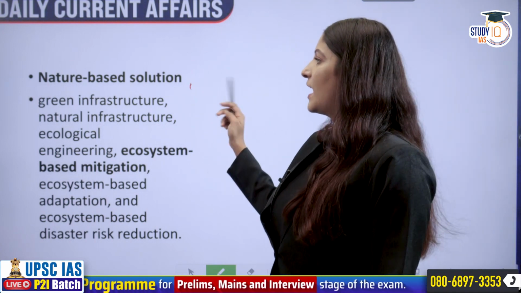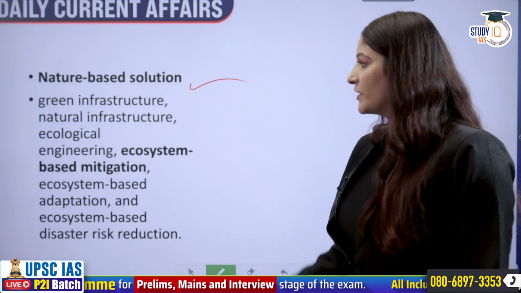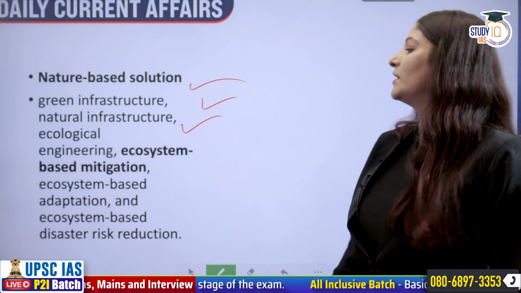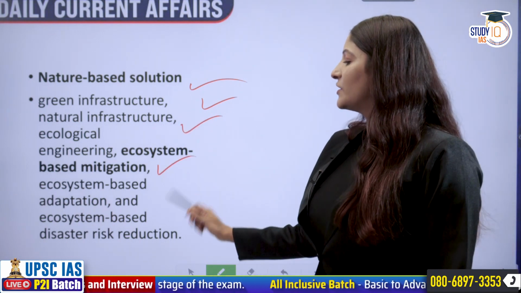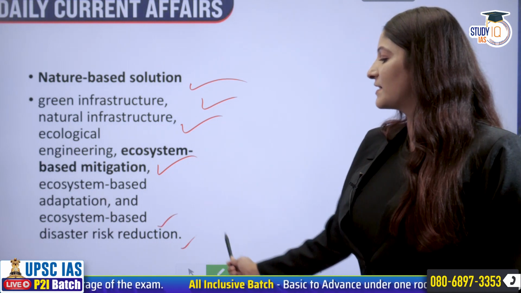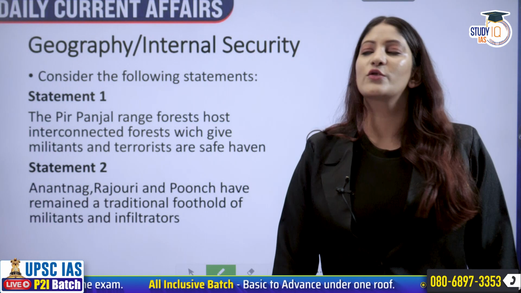Nature based solutions comprise green infrastructure, natural infrastructure, ecological engineering, ecosystem based mitigation, ecosystem based adaptation, and also ecosystem based disaster risk reduction. Next question.